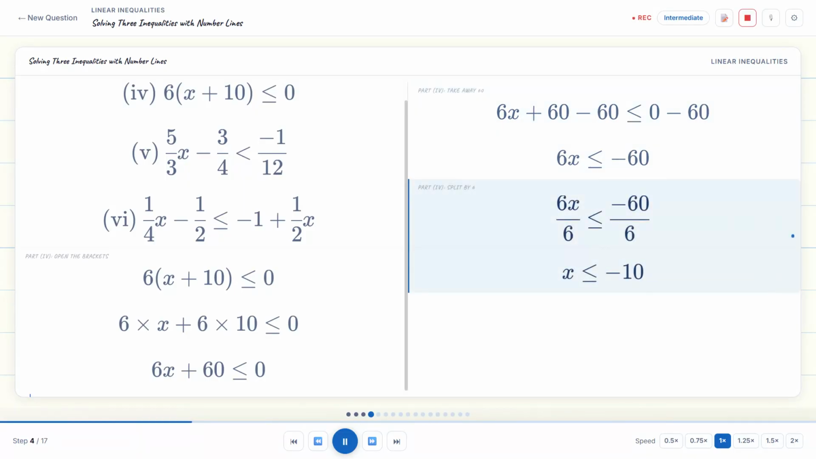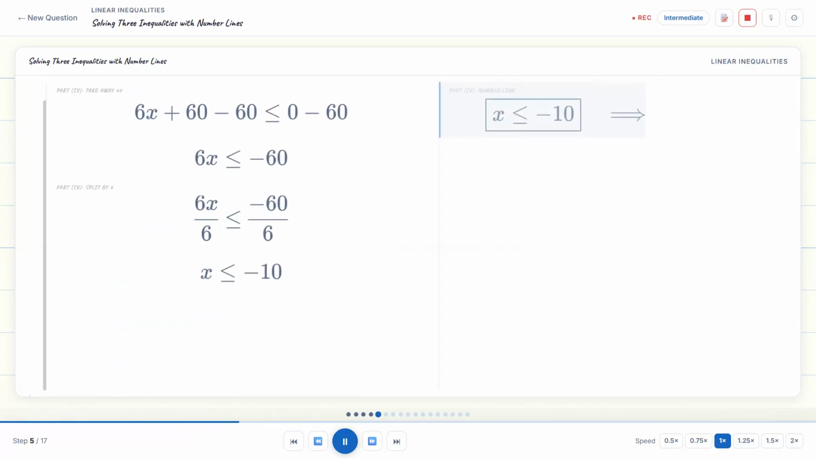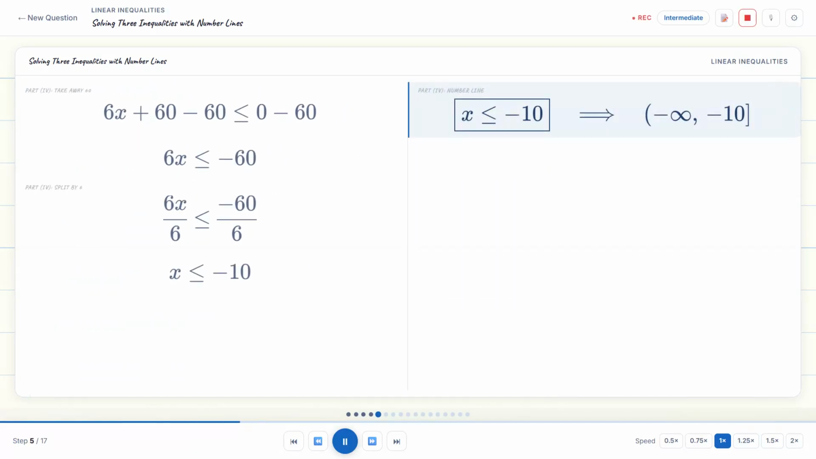Now we split both sides into 6 equal parts. 6x split by 6 gives us just x, and negative 60 split by 6 gives us negative 10. So x is less than or equal to negative 10. On the number line, we draw a filled dot at negative 10 because x can be equal to negative 10. Then we shade everything going to the left, because x can be any number less than negative 10 too.